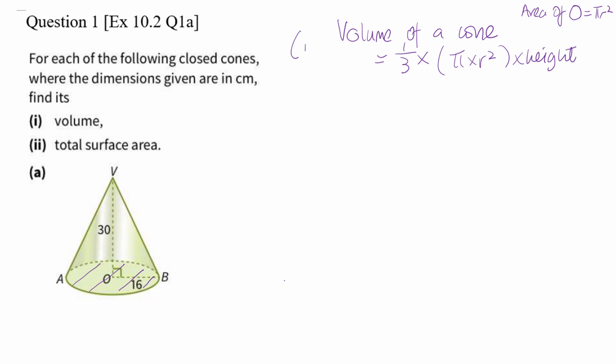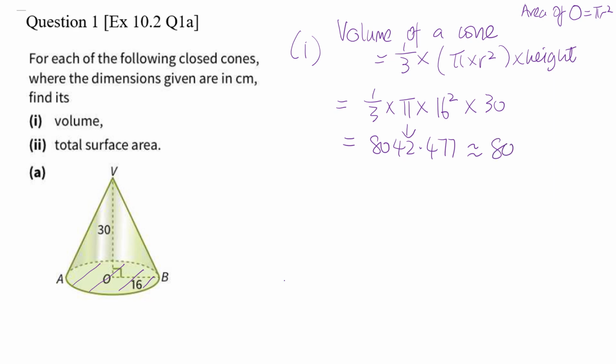So for part I, that will give you 1/3 times pi. The radius is given to be 16. The height is given to be 30, and you can just use a calculator to work this out. That gives you 8042.477. Express to three significant figures, look at the fourth number, which is 2. That is less than 5, so we replace it with 0. So that's 8040 centimeter cube. All right, that's part I.